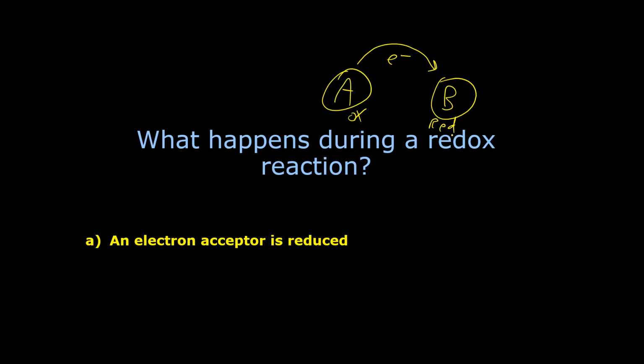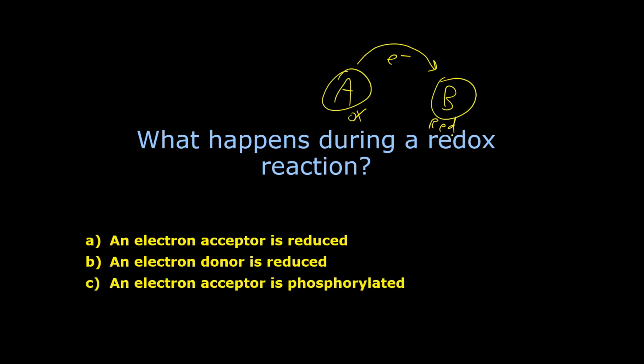Well, who's our acceptor here? That would be B. B is accepting the baton, taking it, and it is being reduced. That's true. Could it be we found our answer already? Let's see. An electron donor is reduced. So that's substance A. A is donating the electron, and he's not being reduced. He's being oxidized. So that's not it.